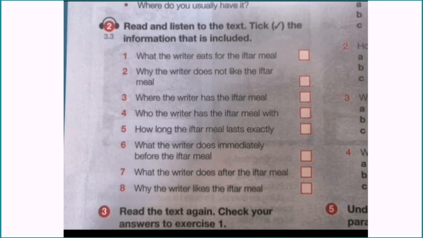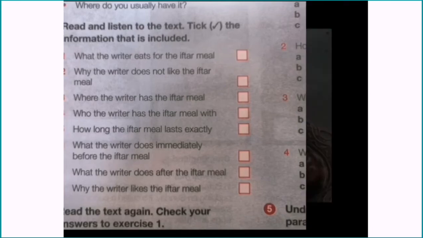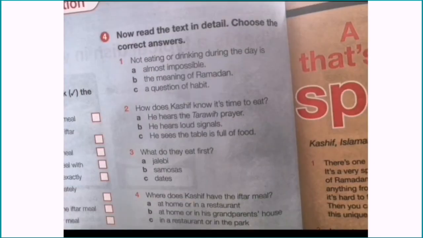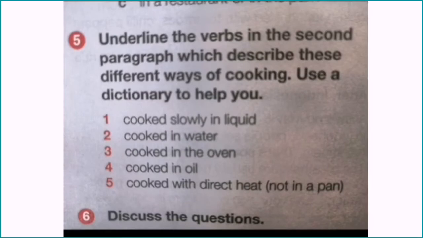Then we read the text again and checked our answers to exercise 1. Then there was exercise 4. We read the text again in detail and we tried to choose the correct answers. Then there was exercise 5, in which we underlined the verbs in the second paragraph which describe these different ways of cooking. We used a dictionary to help us.